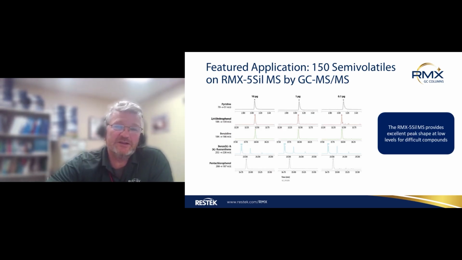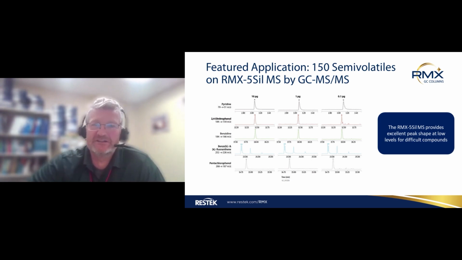You do need to optimize for pyridine because it comes out very early in the chromatogram, right next to N-nitrosodimethylamine, and 1,4-dioxane interferes with methylene chloride. So optimized injection port conditions are required to get a good pyridine peak shape. Once you've optimized that peak shape, this is what you'd expect to see on the RMX column: excellent peak shape at extremely low levels. Again, 2,4-dinitrophenol is a very difficult compound. And then all the way down to the benzo[k]fluoranthene, this separation is quite adequate at these extremely low levels.